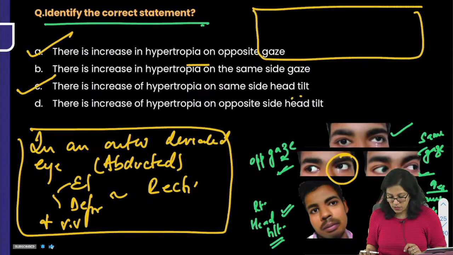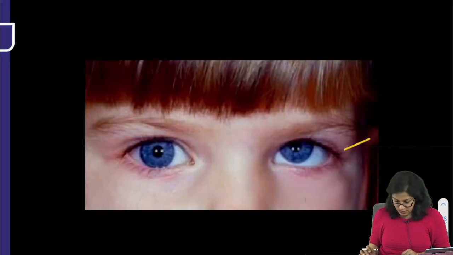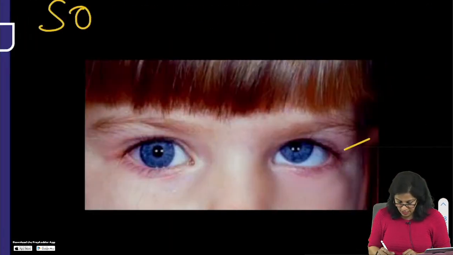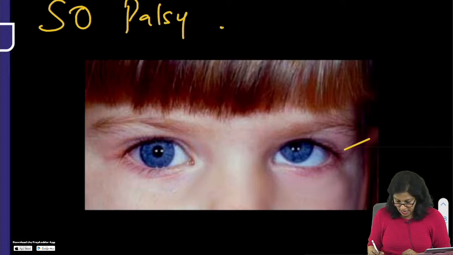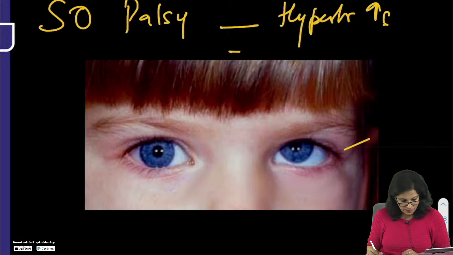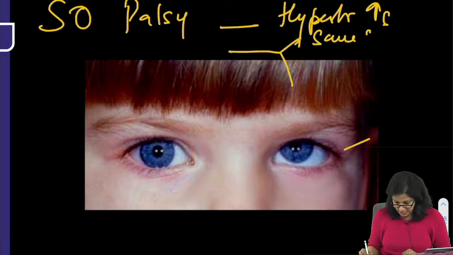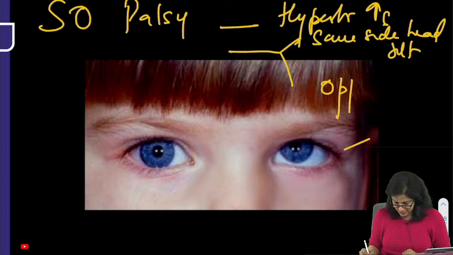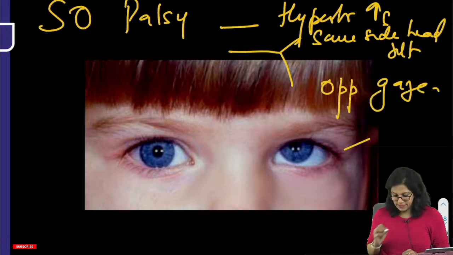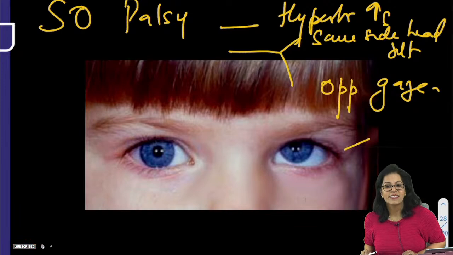So how will you remember? What is the gist we have been talking about? Write down: in SO palsy, hypertropia increases on same side head tilt and opposite gaze. Correct?